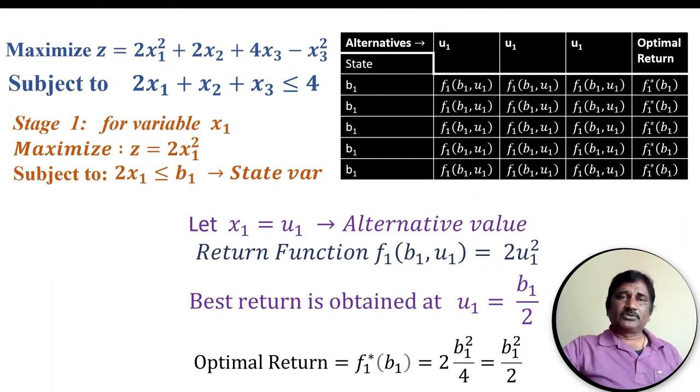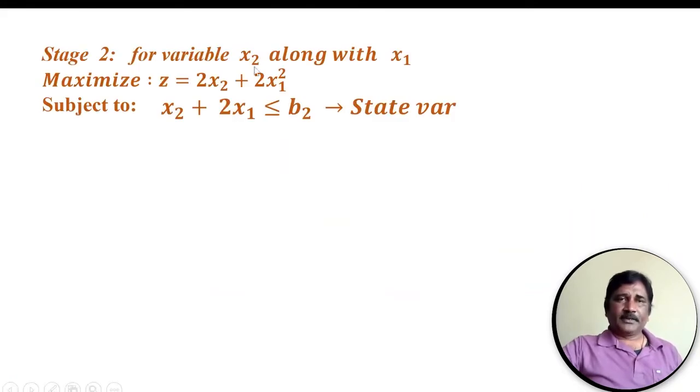Now we will be going on to the next stage, stage 2, right? So in stage 2, we will now be considering x2 along with x1. So the problem in stage 2 will become: maximize z equal to 2x2 plus 2x1 square, subject to x2 plus 2x1 less than or equal to b2. Alright, here it is, right? For variable x2 along with x1, my stage 2 problem is maximize z equal to 2x2 plus 2x1 square.